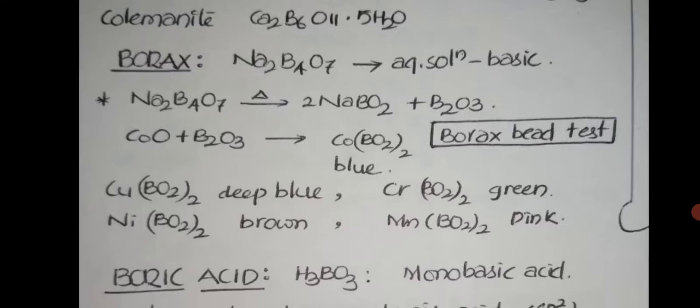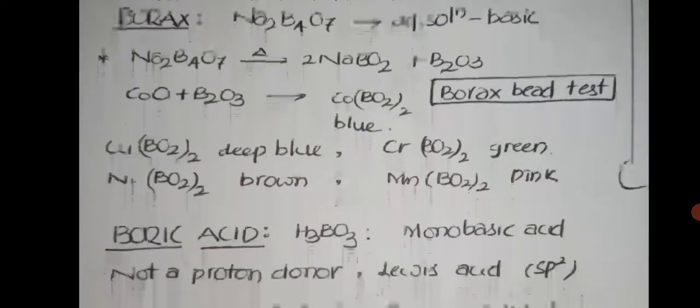But Na2B4O7 on heating gives NaBO2 and B2O3. B2O3 is utilized for the borax bead test. With metal oxides it forms different colors. For example, cobalt bead, blue color; copper bead, blue color; chromium bead, green color; nickel bead, brown color; and manganese bead is pink color. Borax bead test.